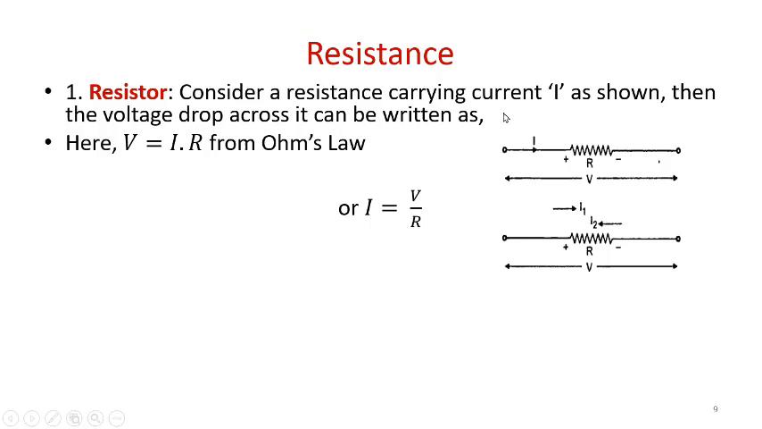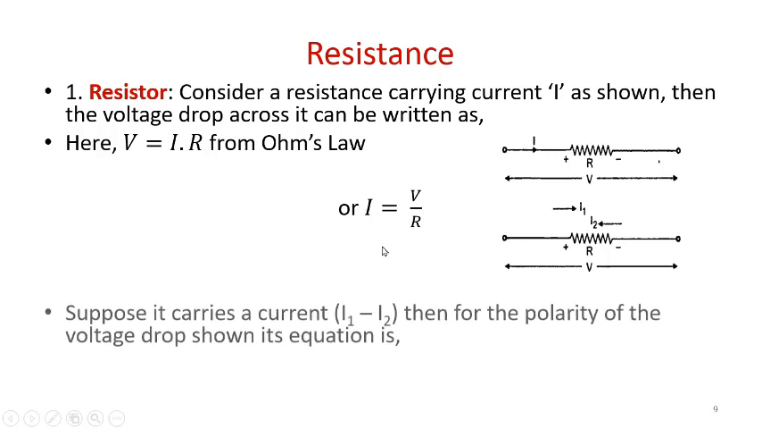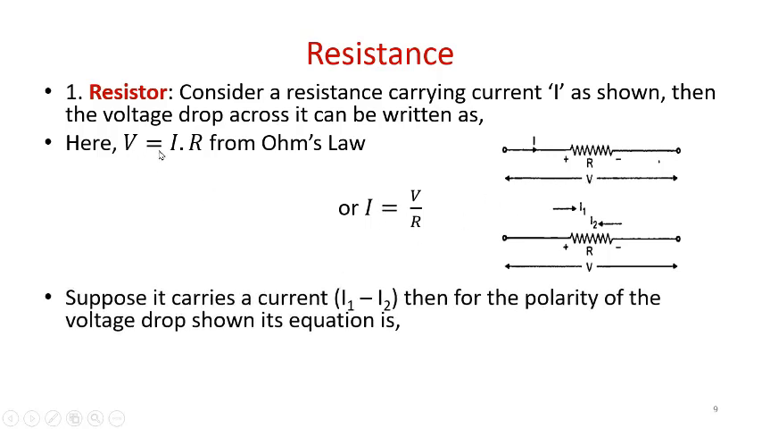The voltage will be dropping. There is a potential drop from higher potential to lower potential, so it is plus and this is minus. So we can write it as V is equal to IR or I is equal to V by R. So the current flowing through the resistance is equal to the ratio of the voltage across the resistance to the resistance of the material, I is equal to V by R.